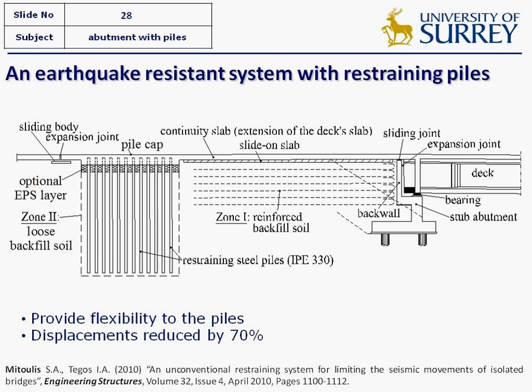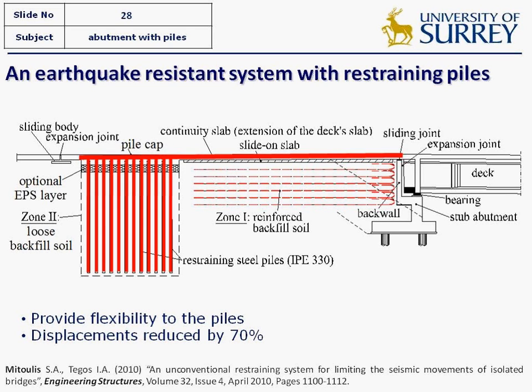Then we shed more light on the unexploited potential of the backfill soil, and we extended the deck slab towards the backfill soil. And what was done after that was to restrain this slab, this continuity slab, into the backfill soil. So these piles combine flexibility with earthquake resistance. Why? Because the piles have quite small cross sections, so they are quite flexible. And at the same time, we can also utilize expanded polystyrene layers just below the pile cap in order to increase flexibility of the piles to receive serviceability movements due to thermal effects.